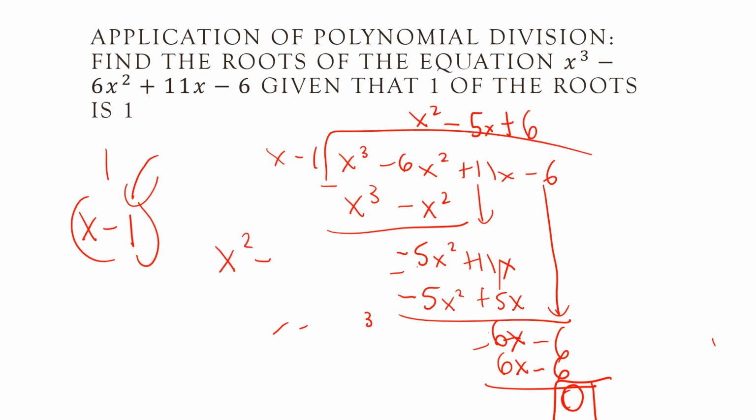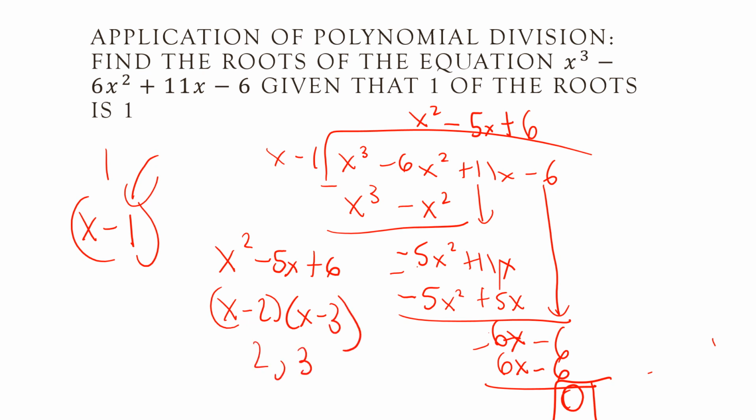So we have x squared minus 5x plus 6 as the quadratic we wanted to obtain. And we can factor that. That's x minus 2 times x minus 3. So now we know the roots are 2, 3, and then the original root is 1. So those are the roots of the equation x cubed minus 6x squared plus 11x minus 6.